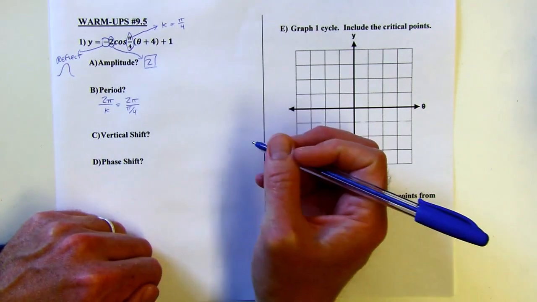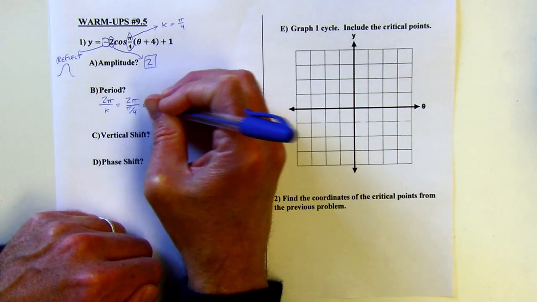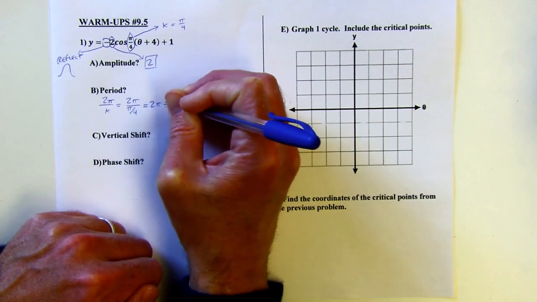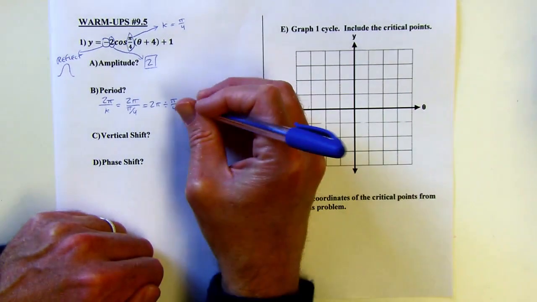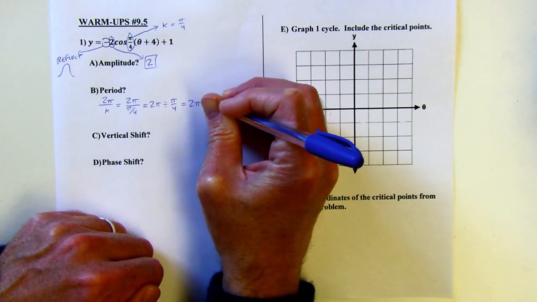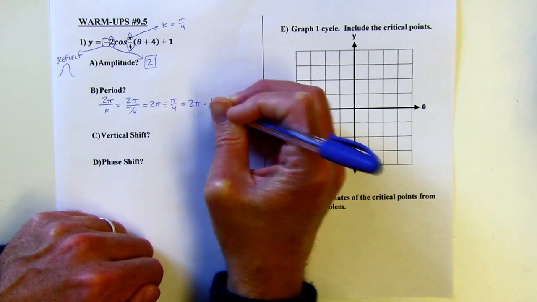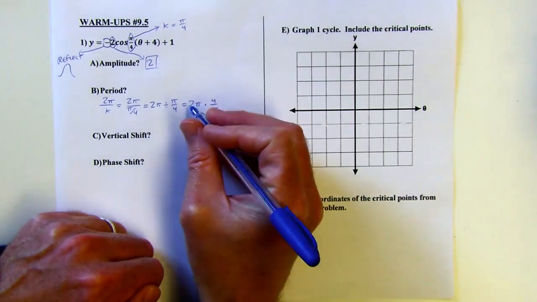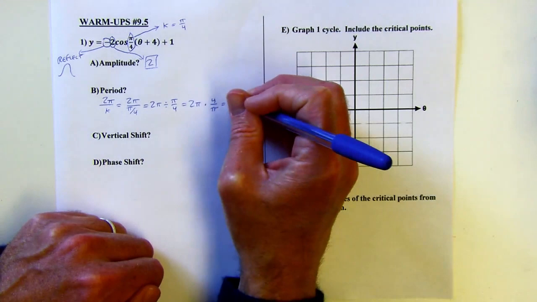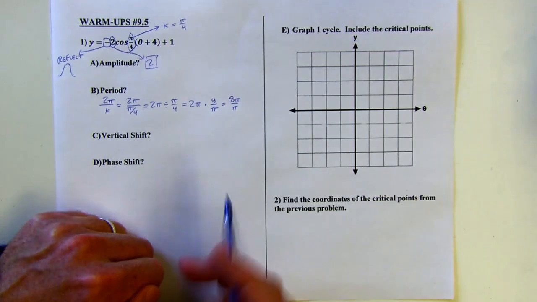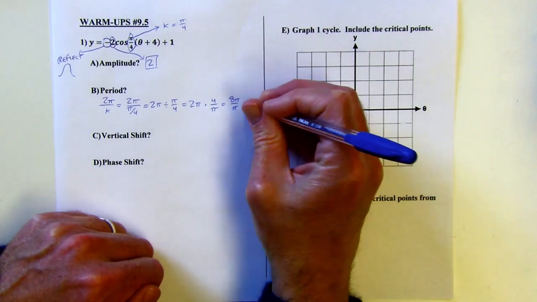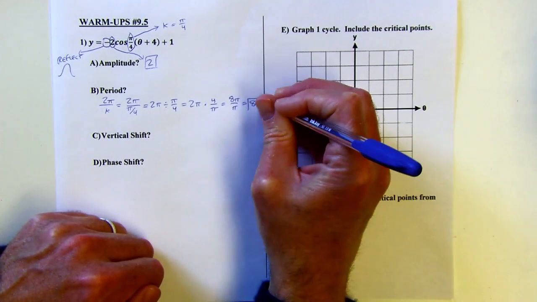Okay, I'm going to rewrite that as division, so that I can rewrite it as multiplication by flipping the second fraction. So 2 pi times 4 over pi. When I multiply this together, I'm going to get 8 pi over pi. Okay, and then the pi's are going to cancel. So that's just going to equal 8. So my period is going to be 8.